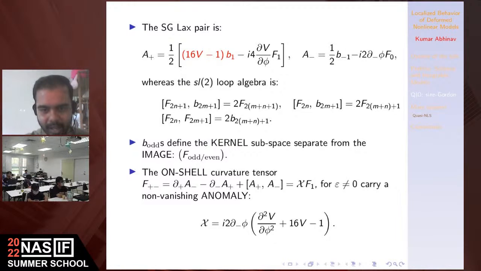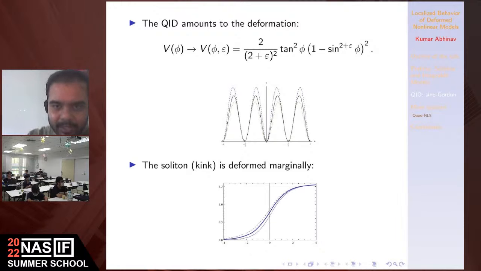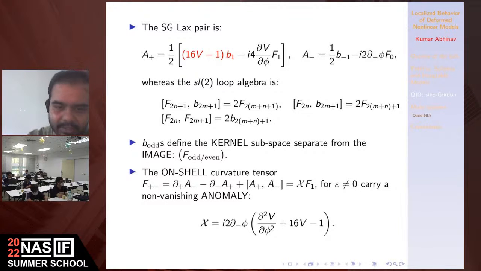So this curly X symbol is represented like this. Remember, this V everywhere is the deformed V that we had. This is non-zero unless you make this epsilon equal to 0. You remember this epsilon, the deformation parameter. If you make this epsilon equal to 0, the curvature vanishes and the system becomes integrable, which is the standard sine-Gordon system. This is the mathematical form of the curvature, not that important for us right now. It is called the anomaly. This F1 is the generator, so the functional form is known as the anomaly, which is the non-zero part.